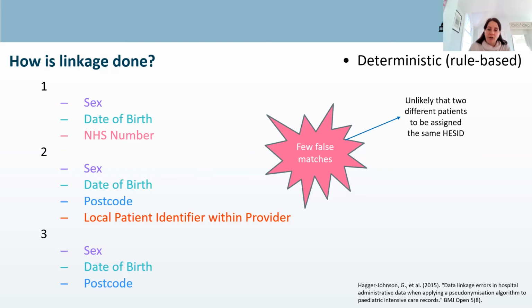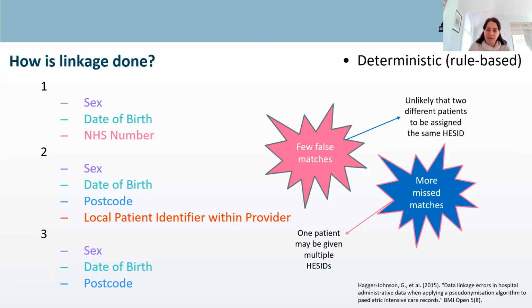But the trade-off against that is more mismatches. So you can see in this particular algorithm, because sex and date of birth are required at each stage, whenever a record is missing one of those data items, or if there's a mistake in the recording of those identifiers, then that record couldn't be linked and it would be given a new HES ID and it would appear to be a new patient.